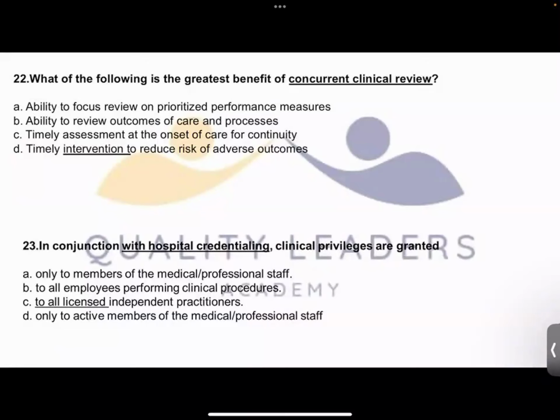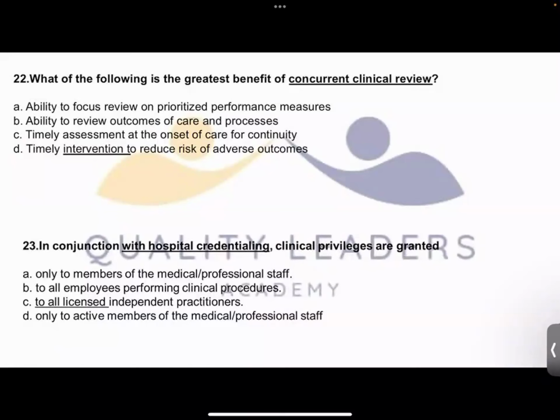For letter A, ability to focus review on prioritized performance measures. B, ability to review outcomes of care and processes. C, timely assessment at the onset of care for continuity. D, timely intervention to reduce risk of adverse outcomes. Radha, what's your answer?